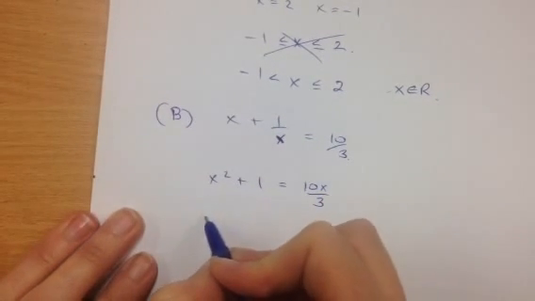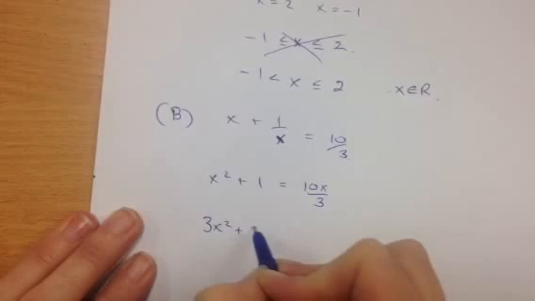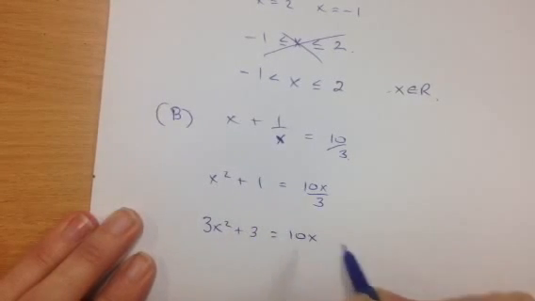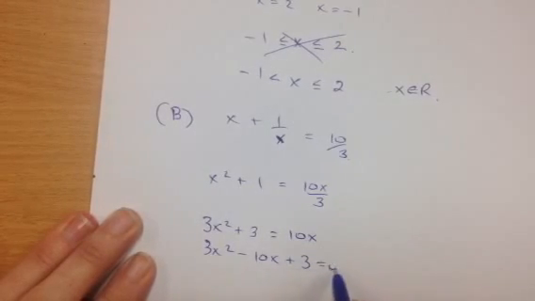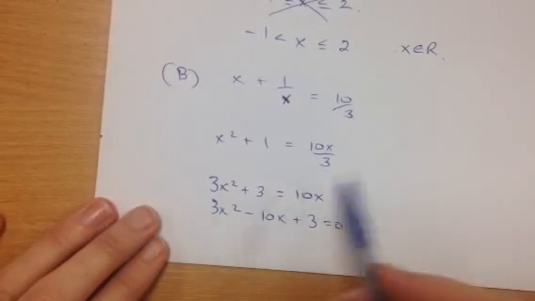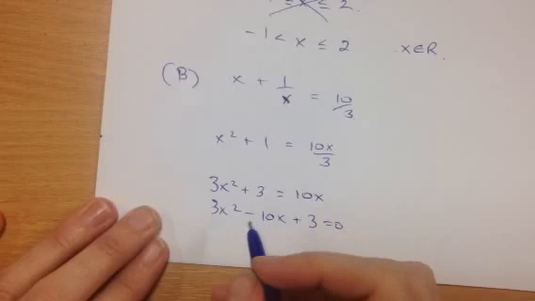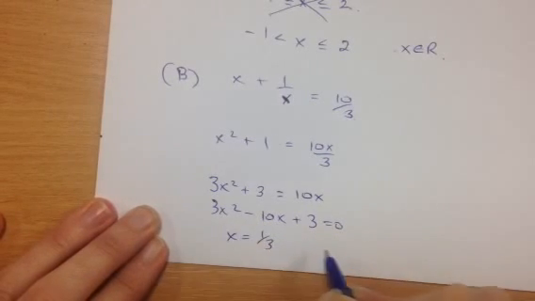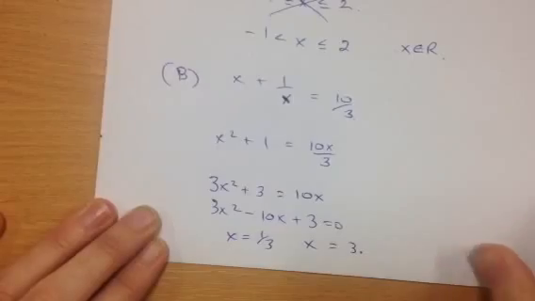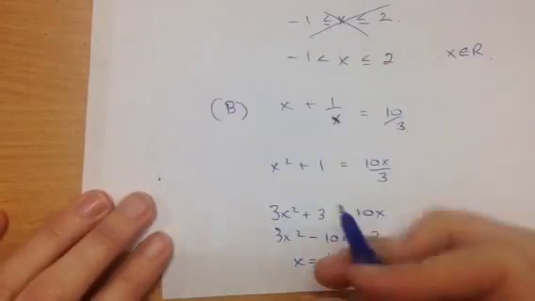And then I'm going to multiply by 3. This should actually be a straightforward question, hopefully for you. So x squared plus 1 times 3, that is 3x squared plus 3, is equal to 10x. That gives me 3x squared minus 10x plus 3 equals 0. You're going to solve that and you're going to end up with x is equal to a third and x is equal to 3. And that's part 1.